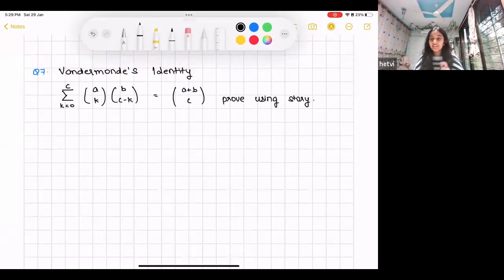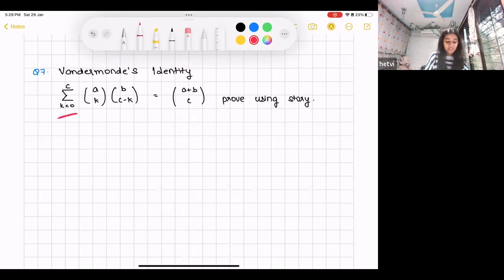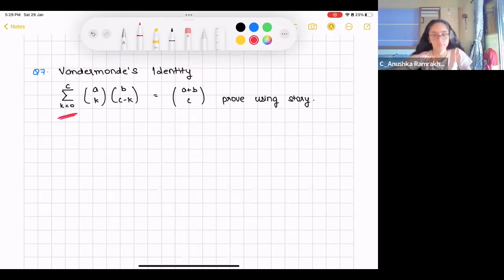Vandermonde's identity. I don't know how to pronounce his name, but this is an identity, and we'll try to prove this identity by using a story. Now, this identity states a summation. Does everyone know what summation is?